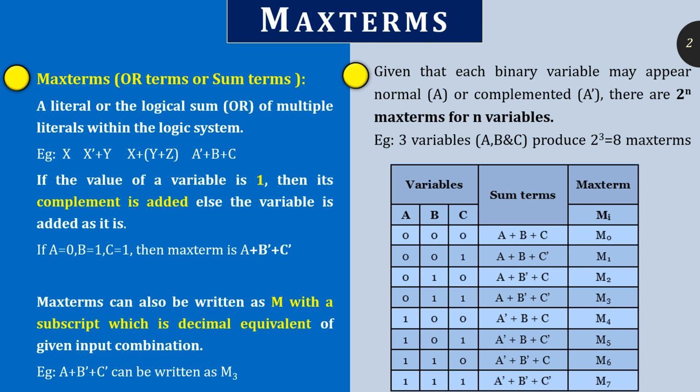So for the combination 0 0 0, the sum term or the max term is a plus b plus c. If it is 0 1 1, it is a plus b bar plus c bar. If it is 1 0 1, it is a bar plus b plus c bar, which is denoted as M5. 1 1 1 gives a bar plus b bar plus c bar, which is denoted as M7. So the only difference is that if the value is 1, then its complement needs to be added.